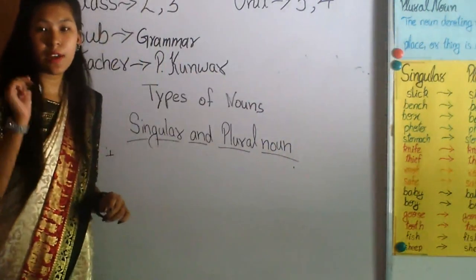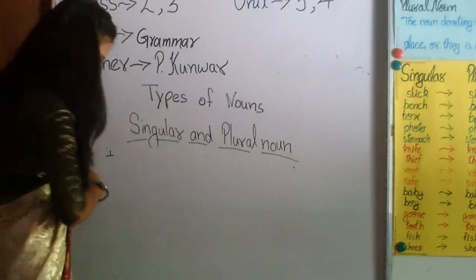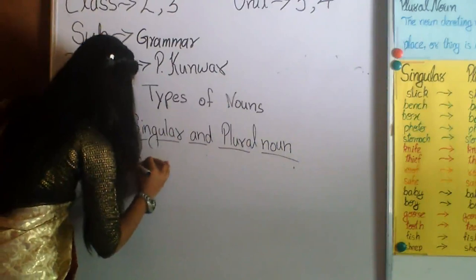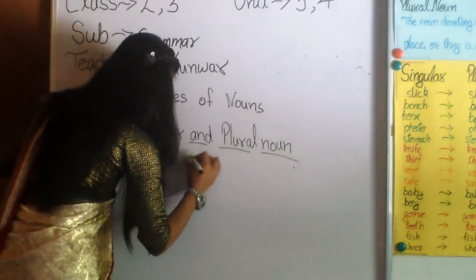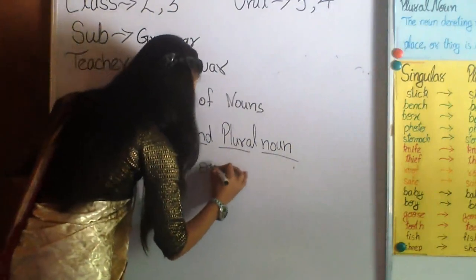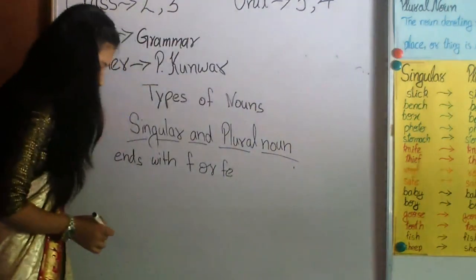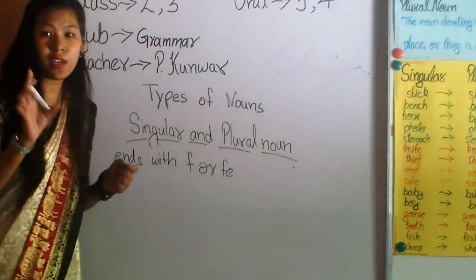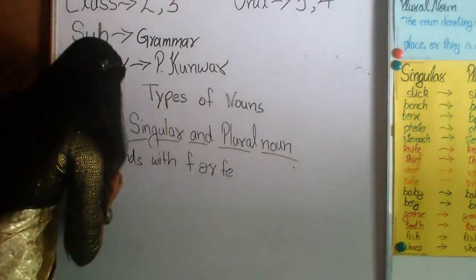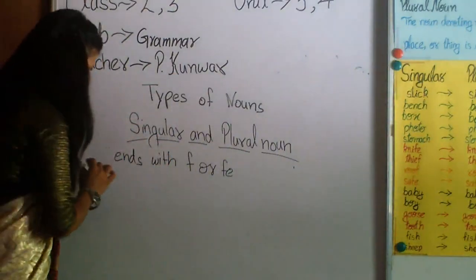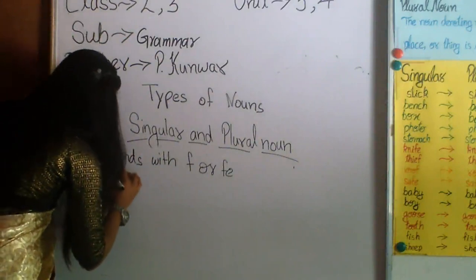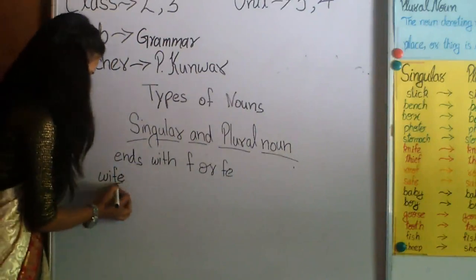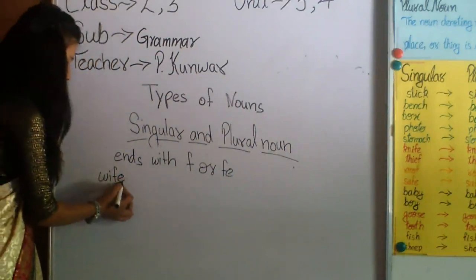Now, the next rule. If a singular noun ends with f or fe, then f or fe is removed and ves is added. Let's write some examples. Wife. Look at this singular noun. It ends with fe.